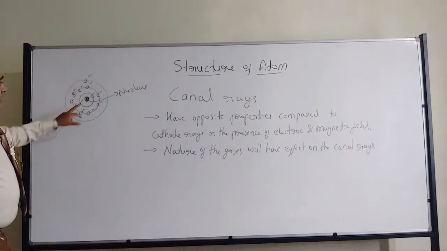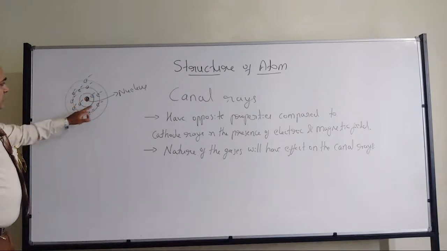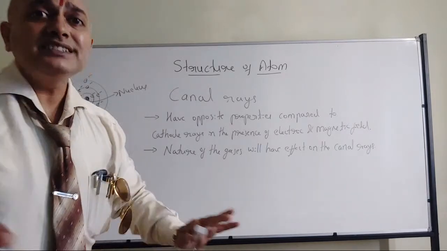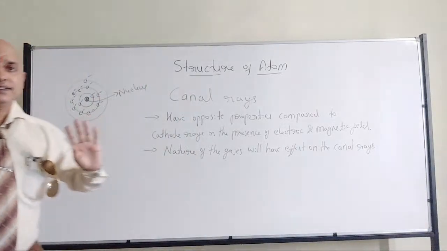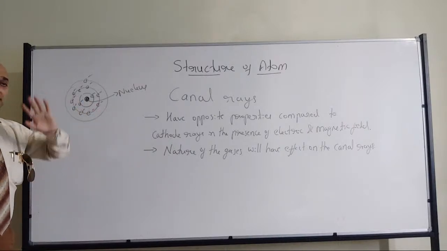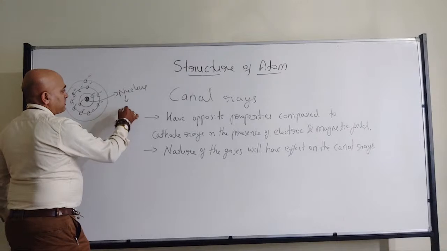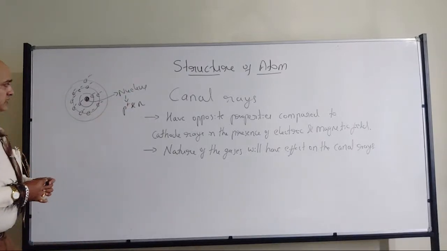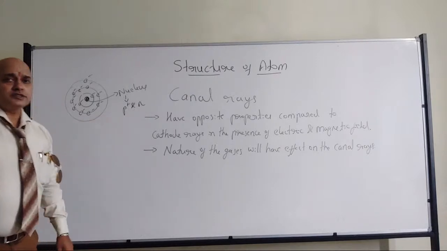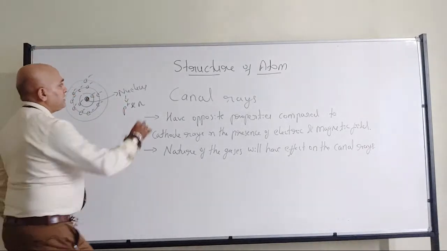Whenever atoms are there, the nucleus is in the center, and electrons surround it, revolving around it. But please don't think there are exact circles. No, it is an imaginary line, just to show that electrons are moving like this. That's why we put a circle; there is no definite circle like that. Now, what is inside the nucleus? Inside the nucleus we have protons, P plus, and neutrons, represented by small n. Now, canal rays actually originate from the nucleus.